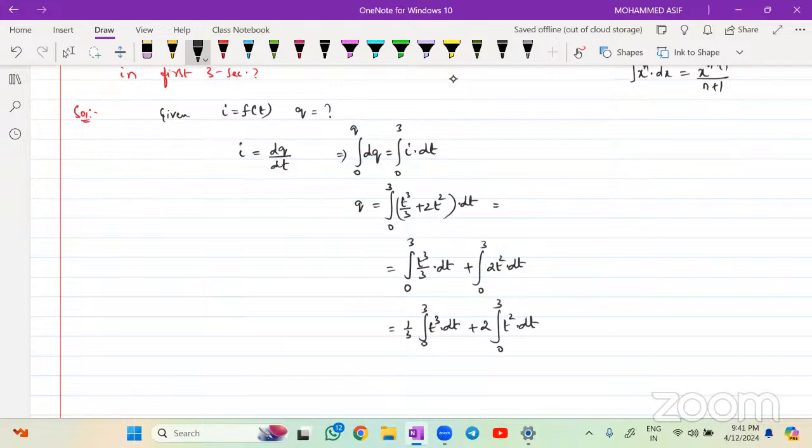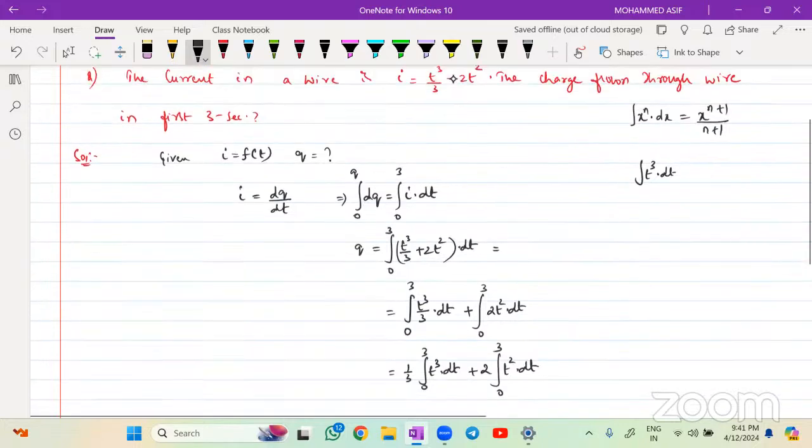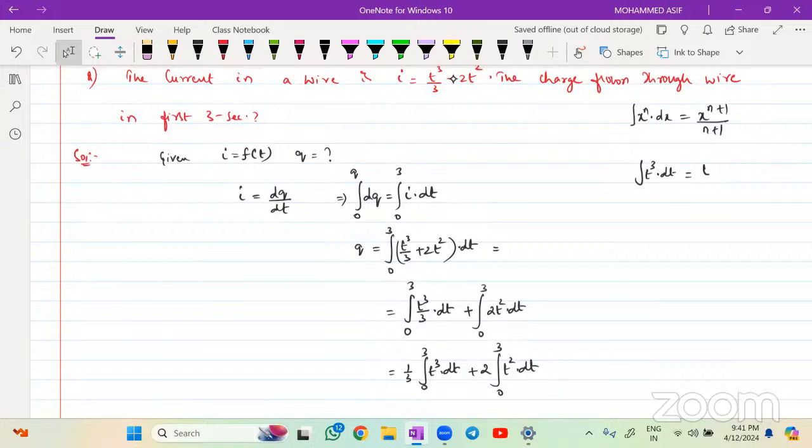Now use this formula. Let's say this is the integral of t cubed into dt. In the place of x, we are having t, in the place of n, we are having 3. That means the x value will be equal to t here. This is t to the power 3 plus 1 divided by 3 plus 1. So it is t to the power 4 divided by 4.